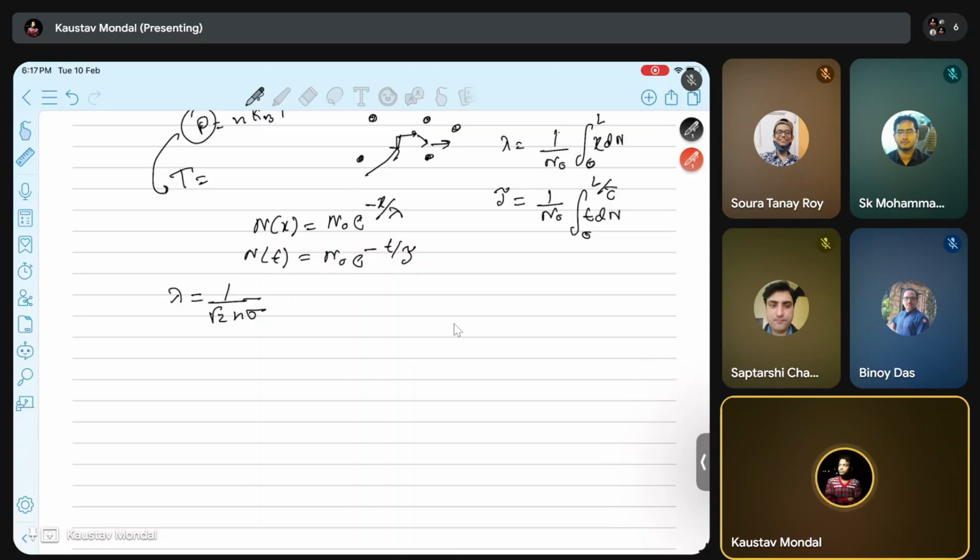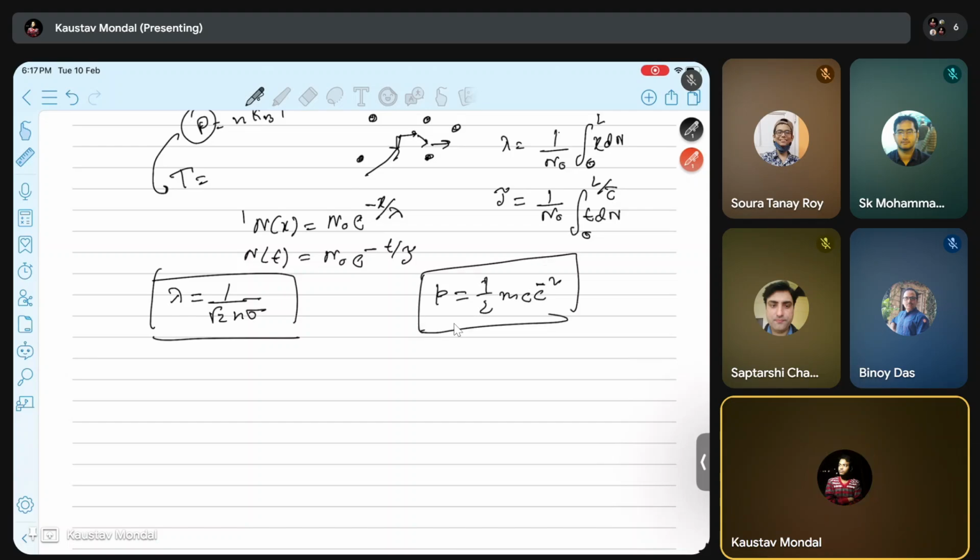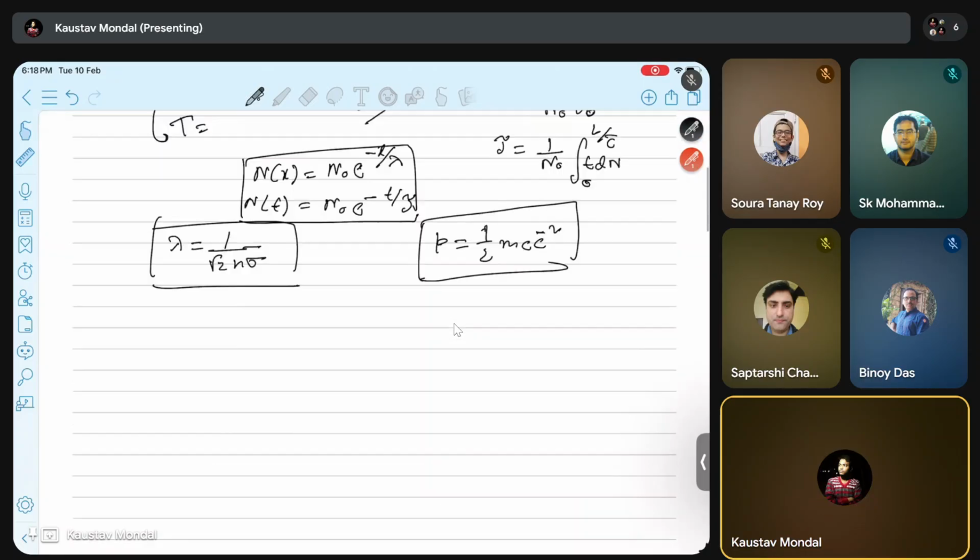Yes, so from there we have also calculated, from the mean kinetic energy theory, the pressure. The pressure expression is given by 1/3 mn c bar squared. These are very important quantities that we have shown, and we have also solved problems which involved these formulas.